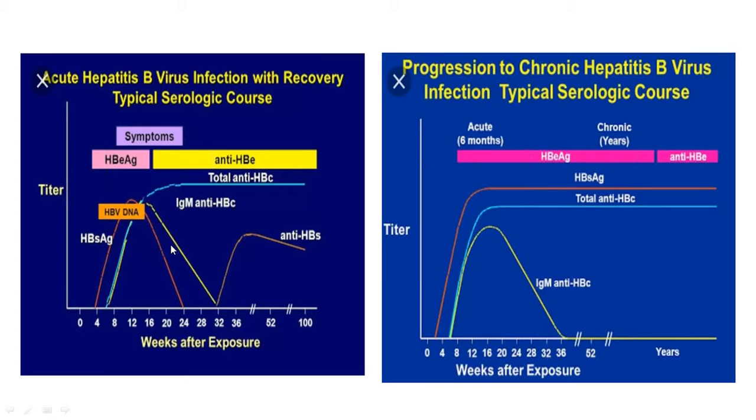which tells you about how infective the patient is. And then after the weeks of exposure, what happens? In the acute stage, HBeAg is there. In the chronic stage, anti-HBe. Similarly, HBsAg, if it is persisting, that means the patient can turn into chronic hepatitis. Okay?